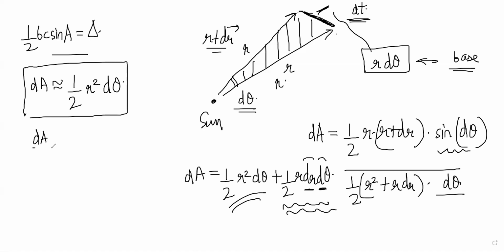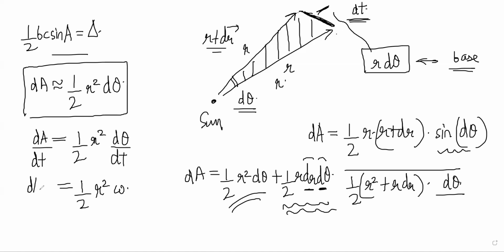So what is dA by dt? That will be equal to half r square d theta by dt. And d theta by dt is the angular speed of the planet around the sun, right? Half r square omega. Great. So now half r square omega is coming as my rate of area being swept, right?